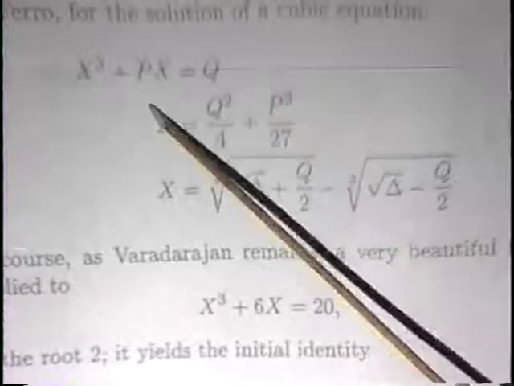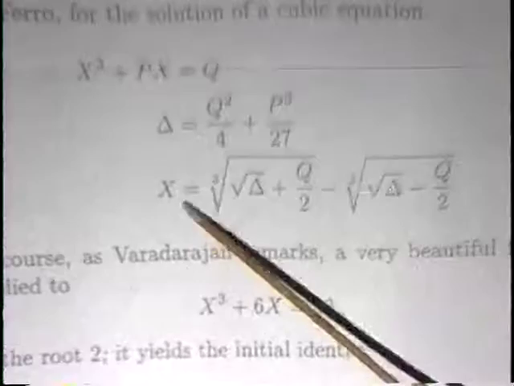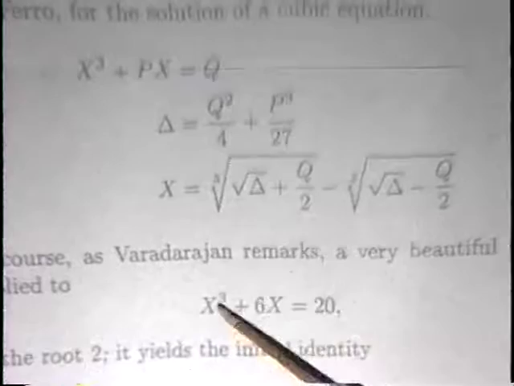And this particular formula, which was discovered by Del Ferro, is that if I want to solve this particular cubic equation, then I set delta equal to this expression, and then a solution will be x equal to the cube root of the square root of delta plus q over 2, minus the cube root of the square root of delta minus q over 2. And what Varadarajan says is that this is a very beautiful formula, as indeed it is. It took a couple of millennia for mathematics to arrive at it, and it's still a beautiful formula. And if we apply it to this particular equation, which clearly has the root 2, since 8 plus 12 is equal to 20, it yields this identity.